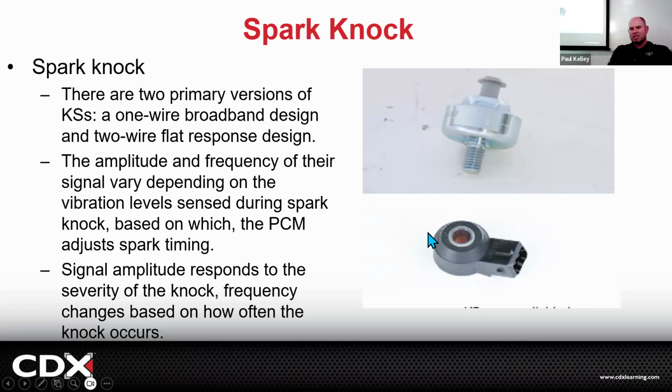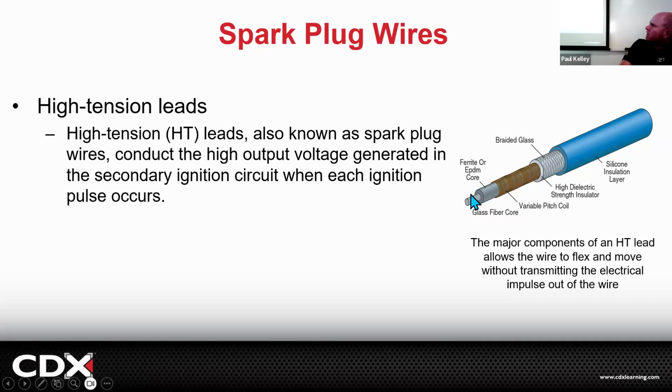Right. And then we get into the spark plug wires. This is secondary. So here's your high tension lead. There's your glass fiber core. That's the conductor. Then we've got ferrite or EPDM, and then some sort of a wrap and then a glass. And then we've got silicone, right? You know why there's so many layers and thickness of insulation? Remember, this is the secondary high voltage. We've got to contain that high voltage in the secondary. That's why there's so much going on there, and that's why they tend to be a little pricey.